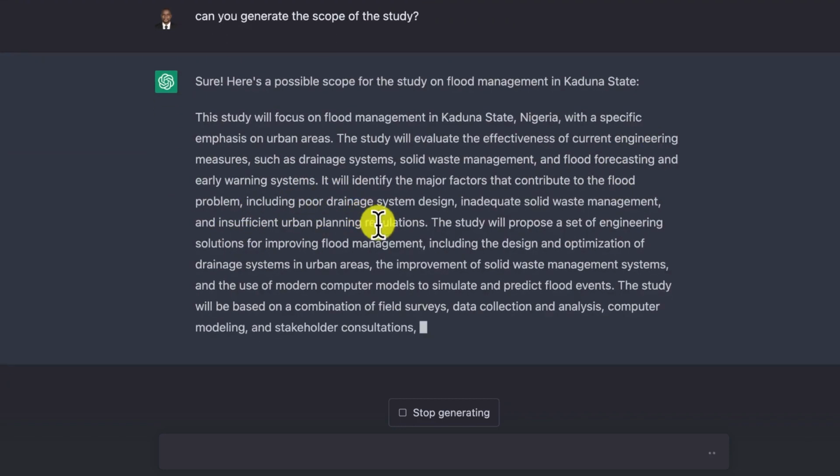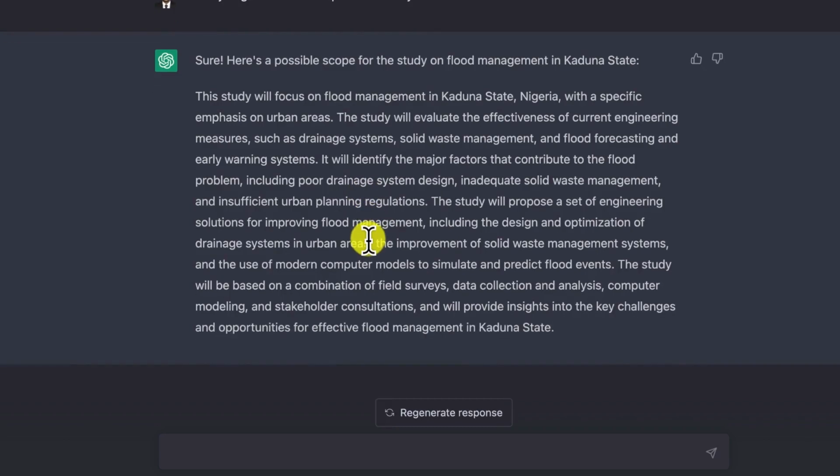Okay, so this is just giving you the specifics, the scope, the direct area that you intend to cover during this study. The study will propose a set of engineering solutions for improving flood mitigation and flood management, including design and optimization of drainage systems in urban areas, the improvement of solid waste management systems, and the use of modern computer models to simulate and predict flood events. So you can see now it has given you some of the key detailed areas, computer modeling and stakeholder consultations, and provides insights into the key challenges and opportunities for effective management in Kaduna State. So this is the scope of the research proposal.